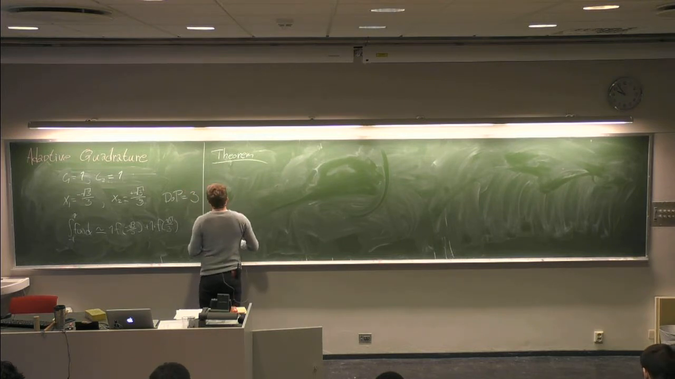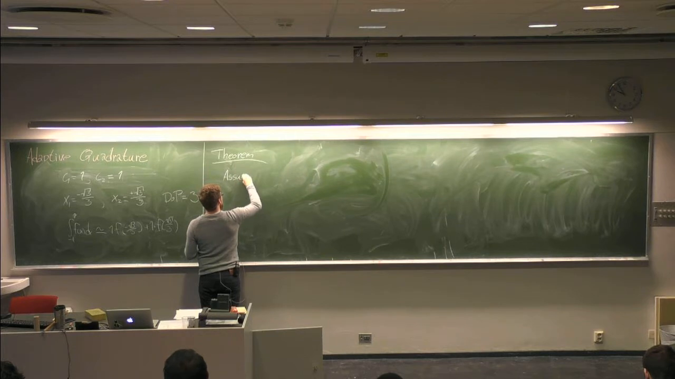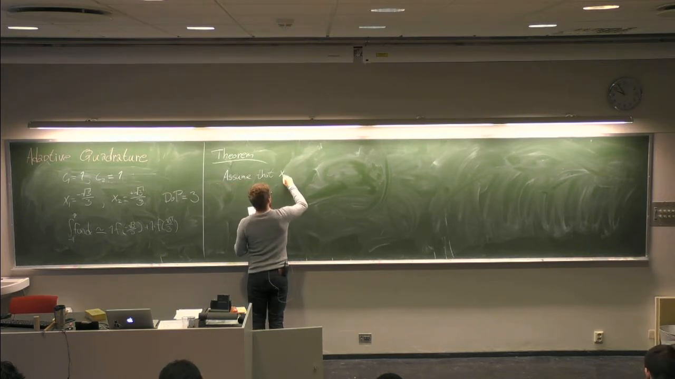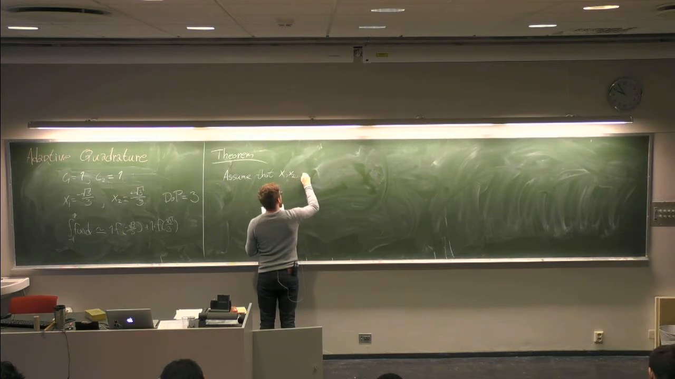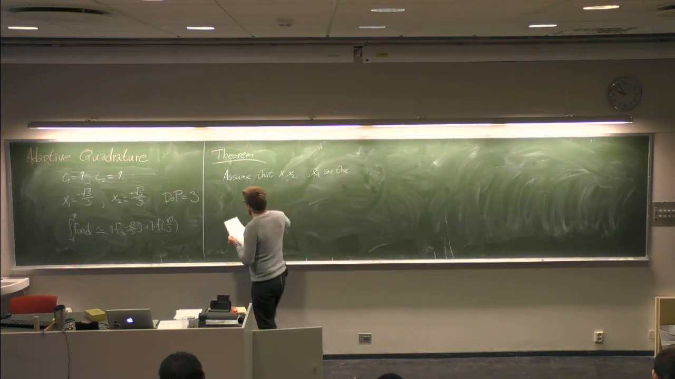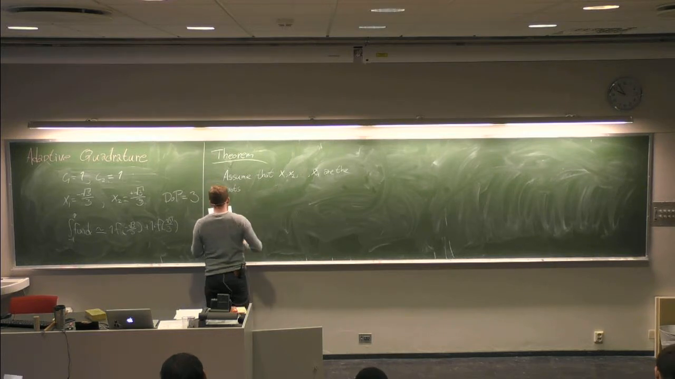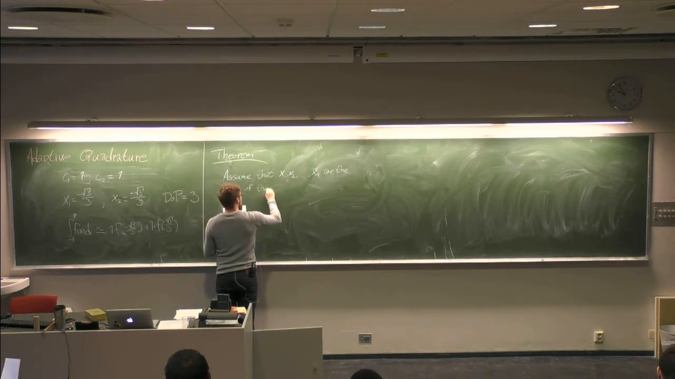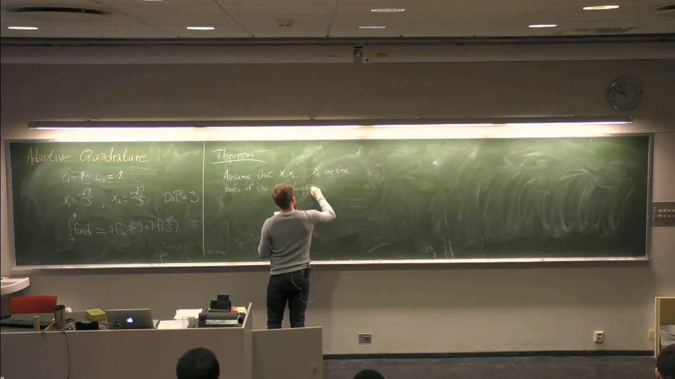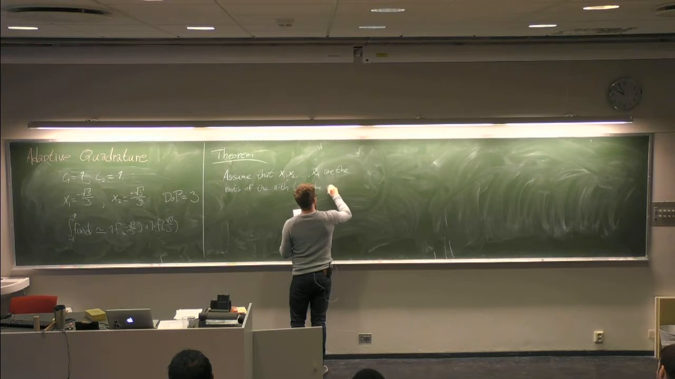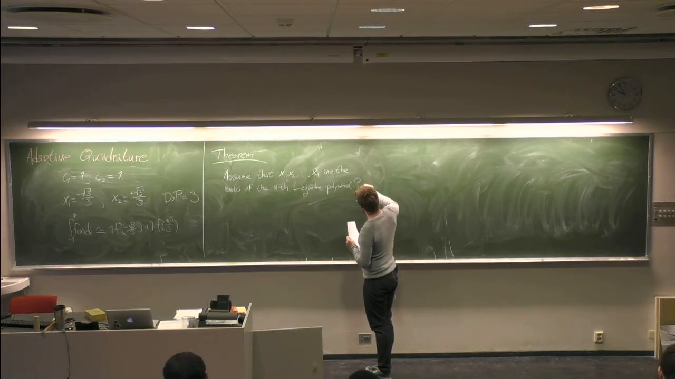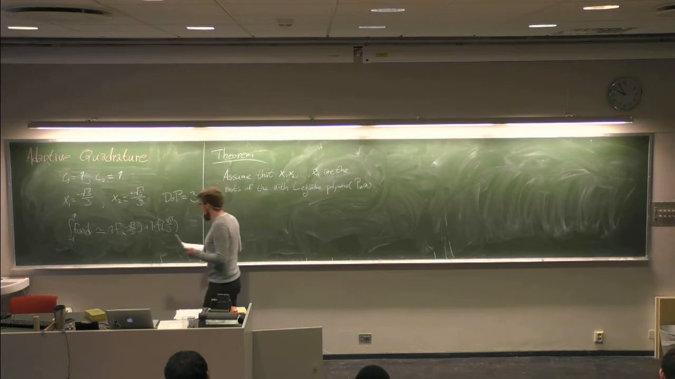Theorem. So we will assume that we have points x1, x2, all the way to xn, or the roots of the nth Legendre polynomial Pn of x, like so. So now we're backtracking again. Now we're back to polynomials.